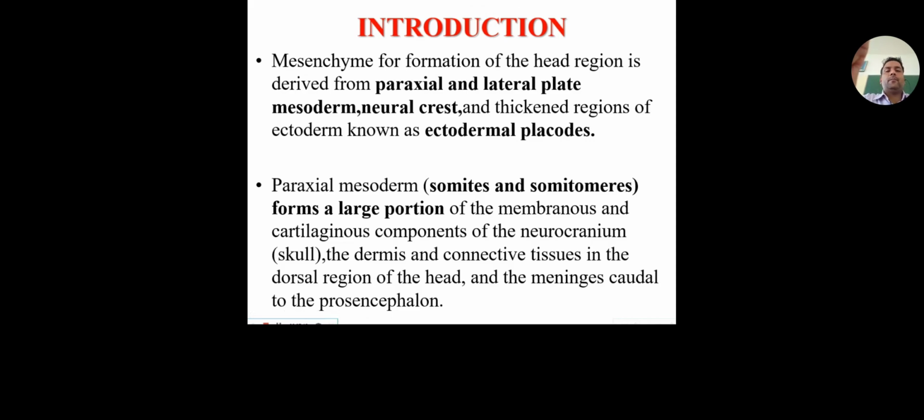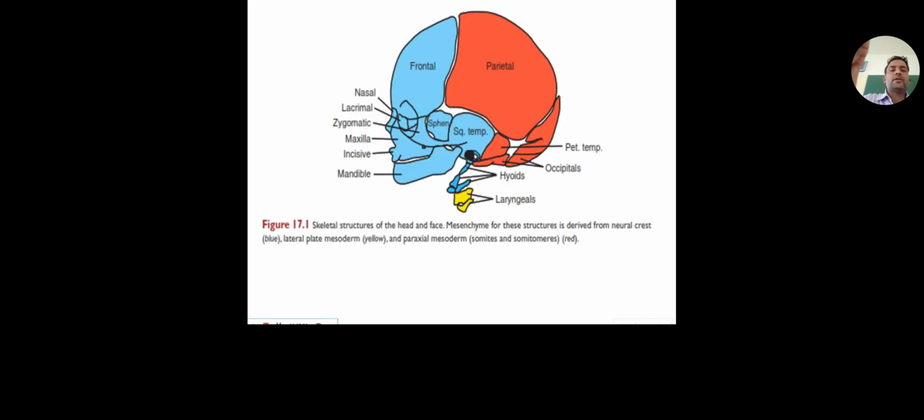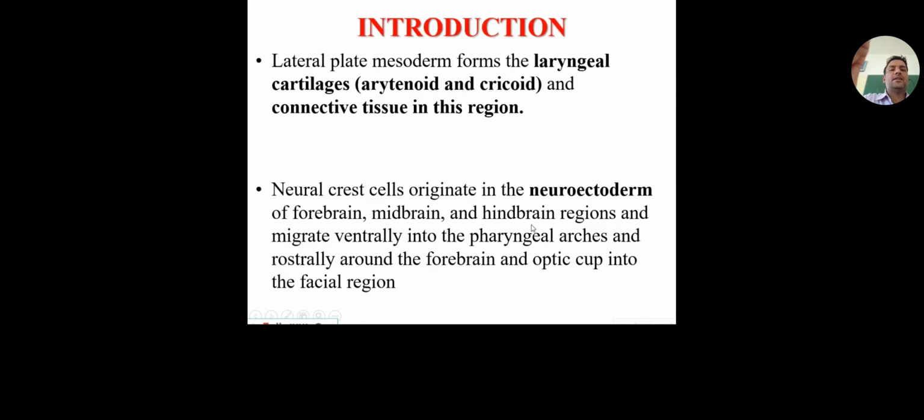So coming to the development of the pharyngeal apparatus. These mesenchymal cells are involved in the formation of head and neck. What are mesenchymal cells? They are loose connective tissue cells derived from the paraxial and lateral plate mesoderm and neural crest cells, and they form the different components of the head and neck. You can notice, neural crest cells form most of the facial skeleton, whereas the paraxial mesoderm forms most of the neurocranium along with the muscles, and lateral plate mesoderm forms the laryngeal cartilages. So the entire head and neck is derived from these mesenchymal cells.